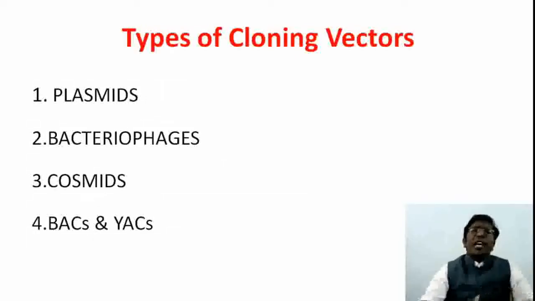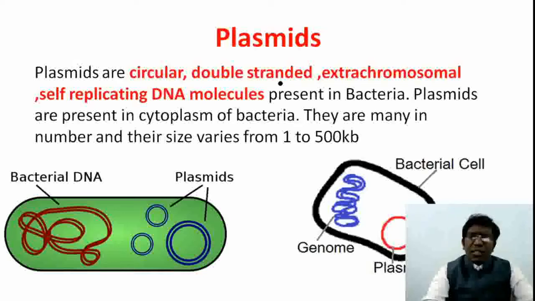And let's see the types of cloning vectors. Majorly, there are 4 types of cloning vectors. Number 1 is plasmids. The second one is bacteriophages. The third one is cosmids. The fourth one is artificial chromosomes. Here, artificial chromosomes are of 2 types: BACs, B-A-C, bacterial artificial chromosome, and Y-A-C, which means yeast artificial chromosome. And in this class, we study about plasmids.